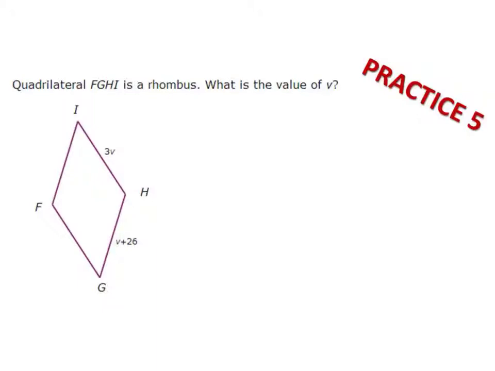Your practice 5, quadrilateral FGHI is a rhombus. What is the value of V?